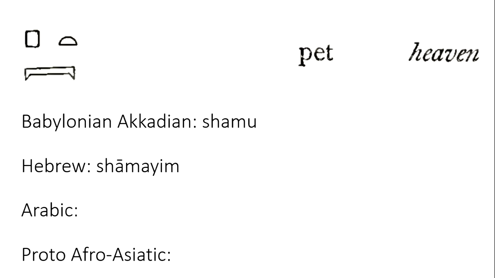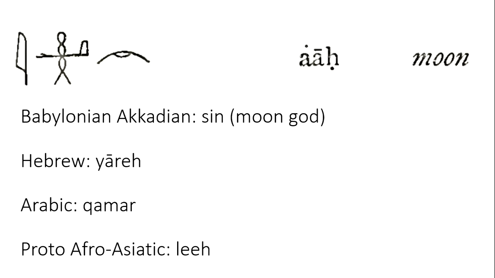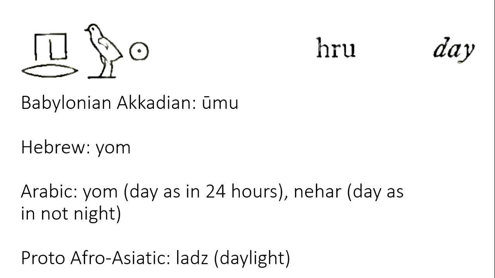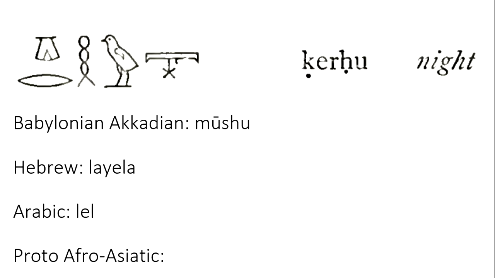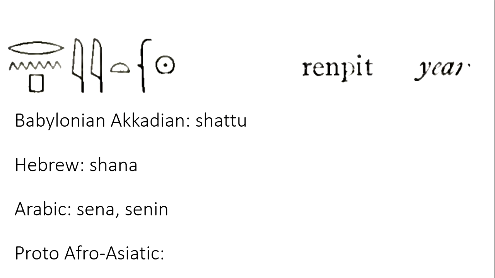Pet, heaven. Ra, sun. Ah, moon. Spa, star. Huru, day. Kerhu, night. Unut, hour. Ren pit, year.